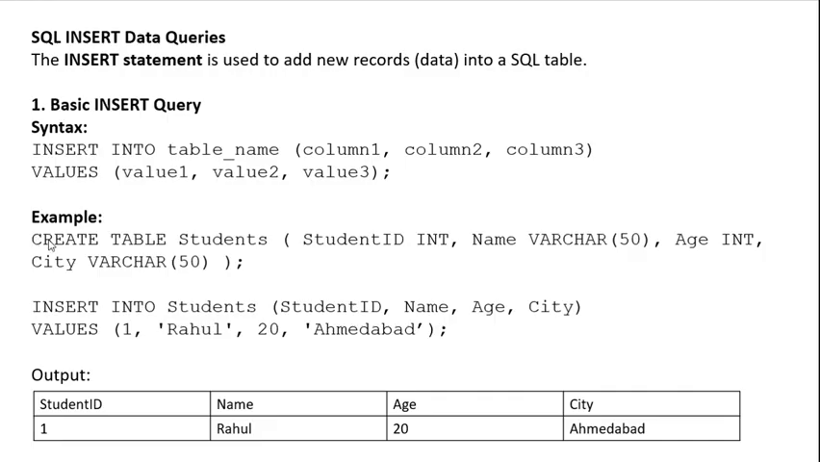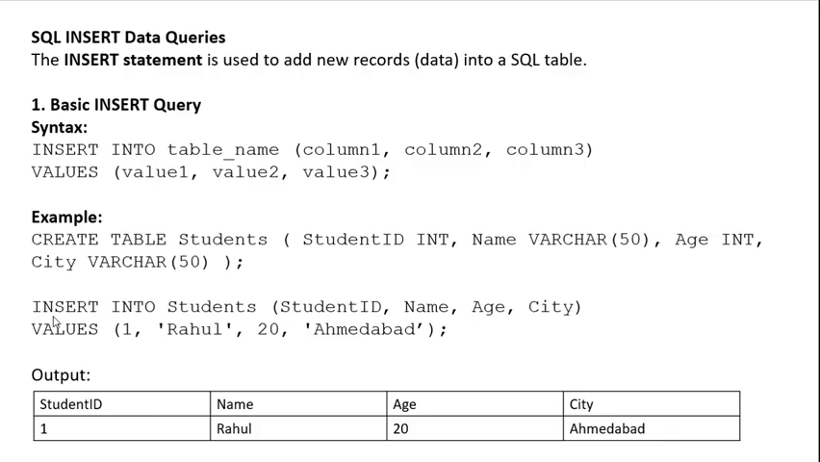For example, create a table named student, and inside the brackets write the column names and data types: student_id is an integer, name is VARCHAR(50), separated with commas, age is an integer, and city is VARCHAR(50). Close the brackets and end with a semicolon.